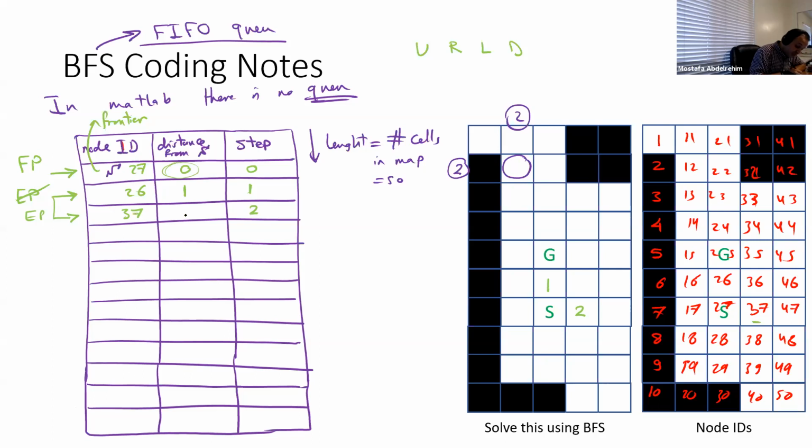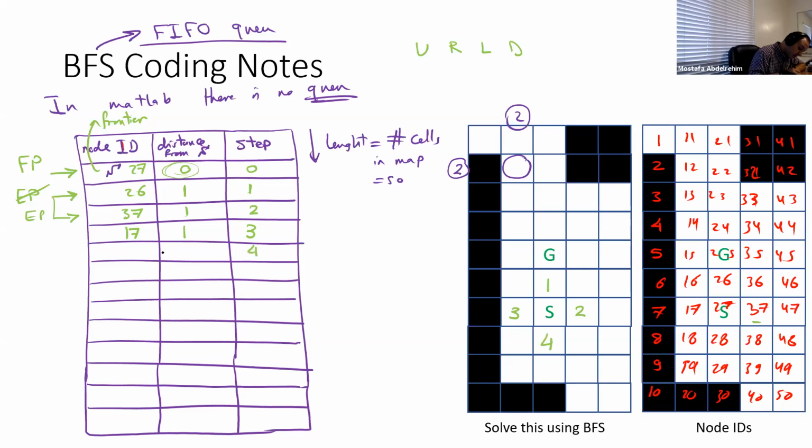What is the distance from the starting node or the current frontier? We can say this is the current frontier, which is the starting node. Just add 1 to here, which is 1. Then 3. Remember, this is not the ID. The ID is 17. The distance is 1.